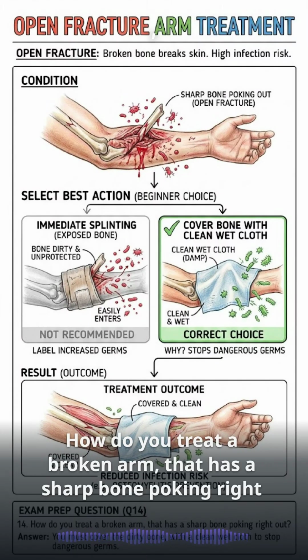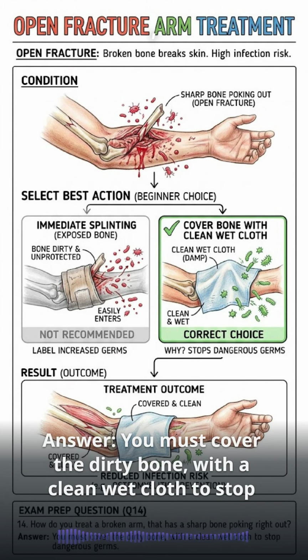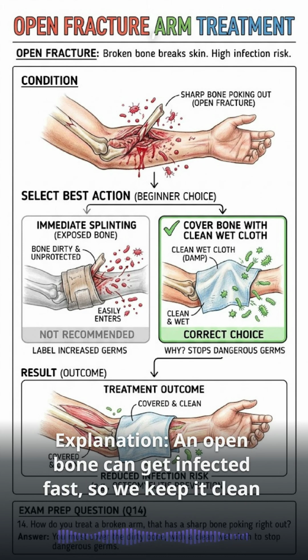14. How do you treat a broken arm that has a sharp bone poking right out? You must cover the dirty bone with a clean wet cloth to stop dangerous germs. An open bone can get infected fast, so we keep it clean and hold it still.